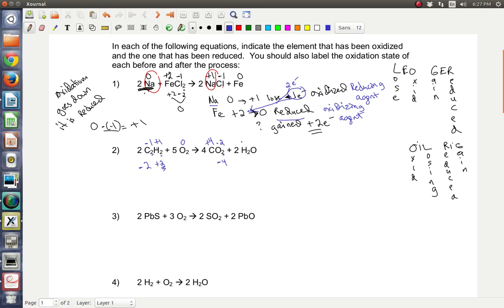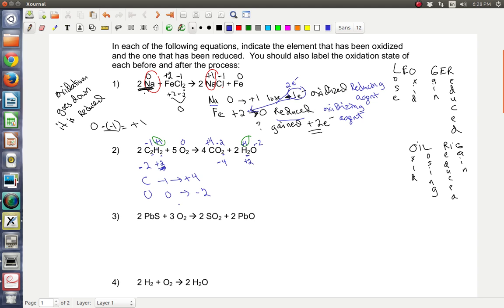What about over here? Hydrogen is a +1 charge. There are 2 of them, that makes a +2. So hydrogen is a +1 over here, and a +1 over there. So it didn't change. Now what about oxygen? Oxygen is still a -2 charge right here. So let's look at which one did which. Carbon goes from a -1 charge to a +4 charge, and oxygen goes from a 0 to a -2.